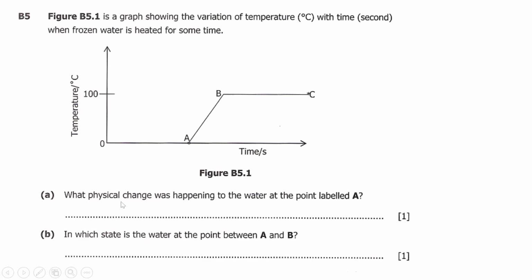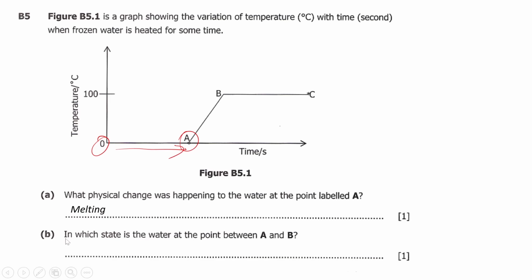Then they said A, what physical change was happening to the water at the point labeled A? So this question was wrong when they said at point A. A physical change cannot occur at one point. It occurs within a range of time. At one point, what time has elapsed? Nothing. So it should occur from 0 up to here. The question was supposed to be, what physical change occurs between 0 and point A? The physical change occurring from here to point A is actually melting, because frozen water is melting from there to there.